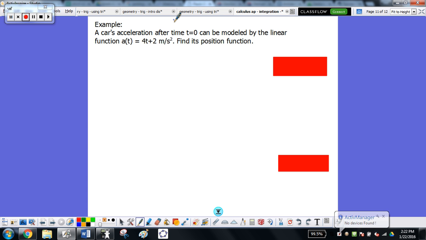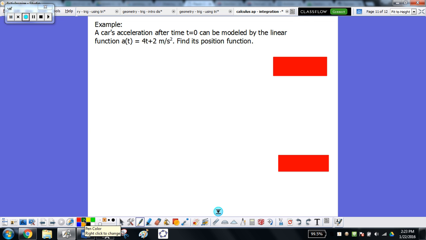So here's an example problem. Problem reads, a car's acceleration after time t equals 0 can be modeled by the linear function a of t equals 4t plus 2 meters per second squared. Find its position function. All right, so a lot of stuff going on there.